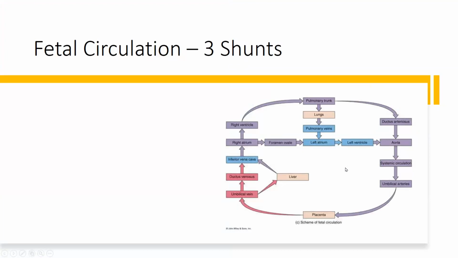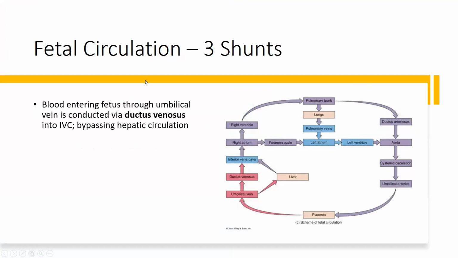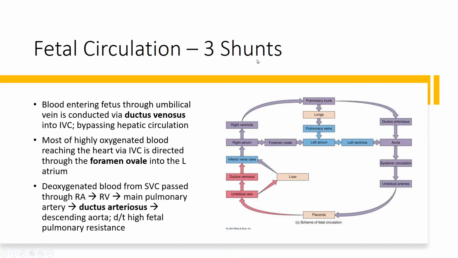And then probably the one thing I would look at on this would be fetal circulation. If you're going to focus on an area that's more in depth for organogenesis, it'd be looking at these 3 shunts: the ductus venosus, the foramen ovale, and the ductus arteriosus. The ductus venosus is where blood enters the fetus through the umbilical vein. It goes through the ductus venosus into the IVC, so it can bypass hepatic circulation. Some blood will go through the liver, but not all blood has to.